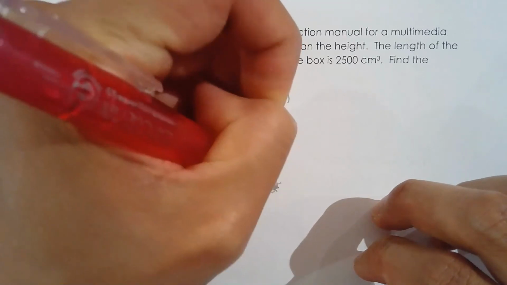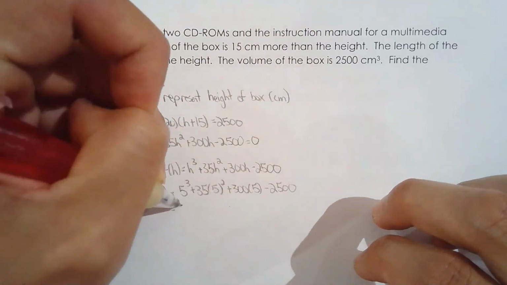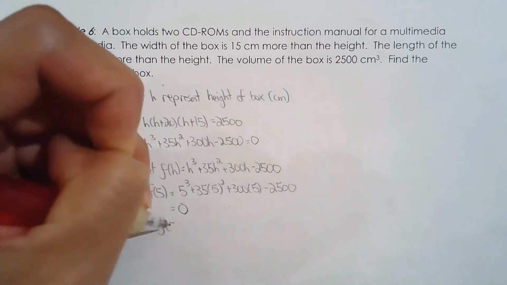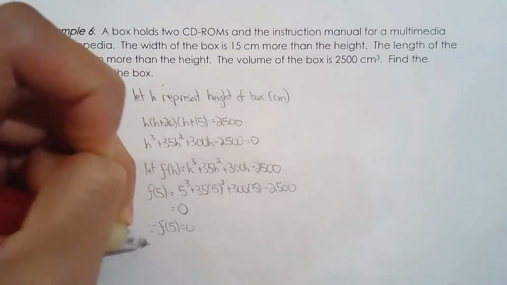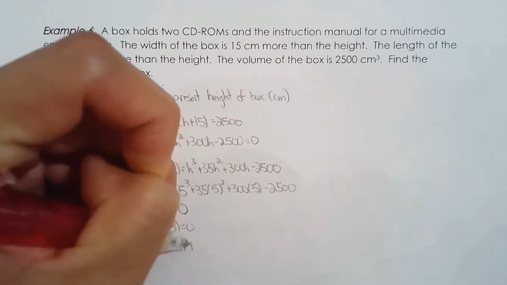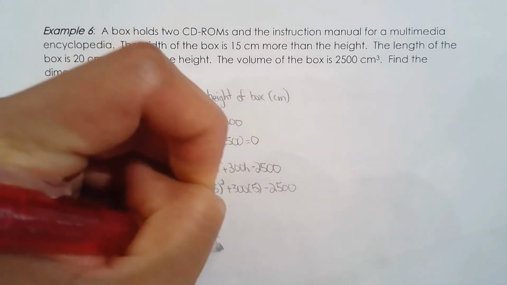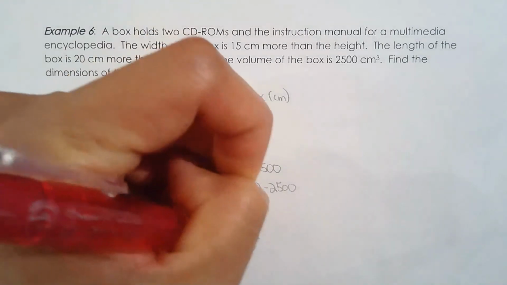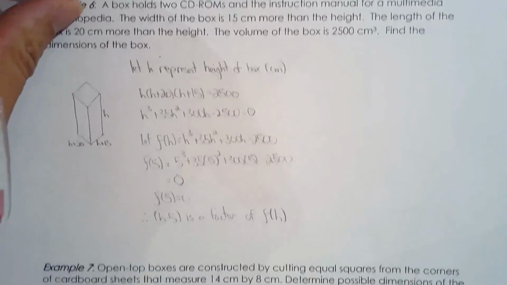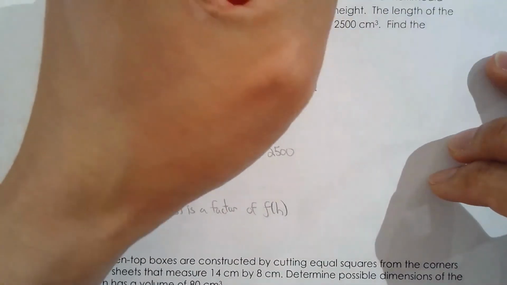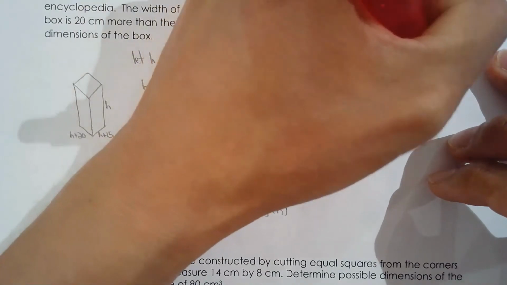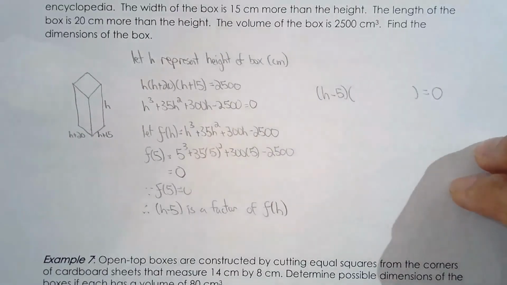But this one's pretty okay. It wasn't that bad. All right, so since f of 5 is 0, therefore we can say h minus 5 is a factor of f of h. And if that's the case, guess what? We're super duper close to solving this cubic equation, which will answer the word problem.